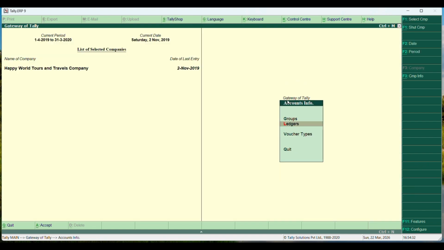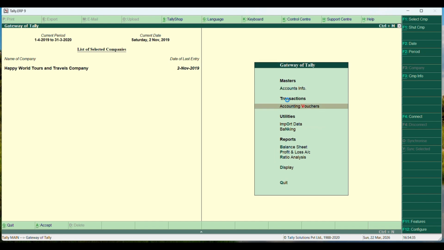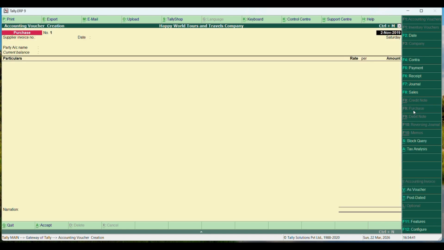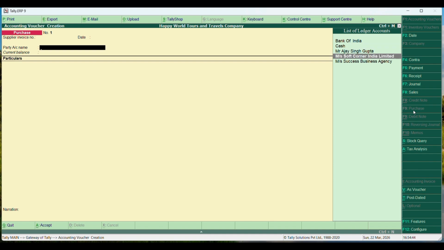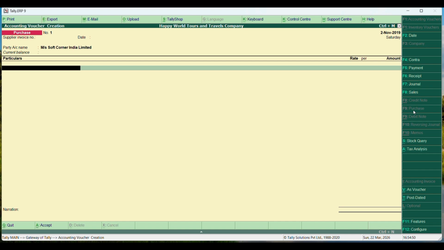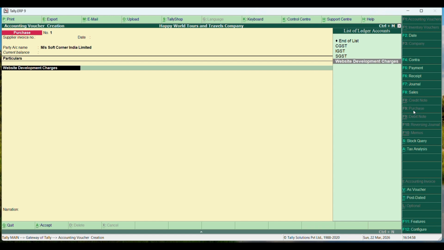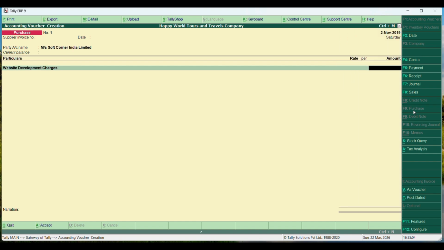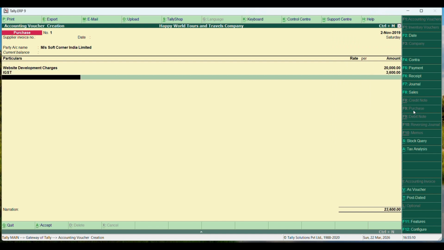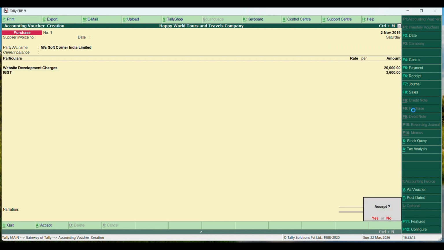Yes. Now you go into the accounting vouchers. 2nd November. So we are going to do the purchase first. 2nd November. The party name is Soft Corner India Limited. This is correct. And here this will be website charges. The amount was 20,000. Sorry, 20,000. IGST. Automatically the amount comes if you have given all the correct details, and yes.